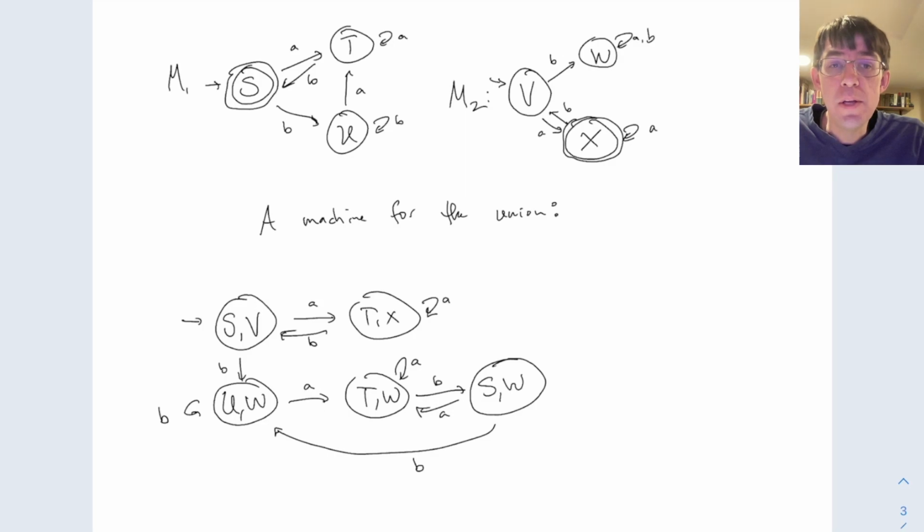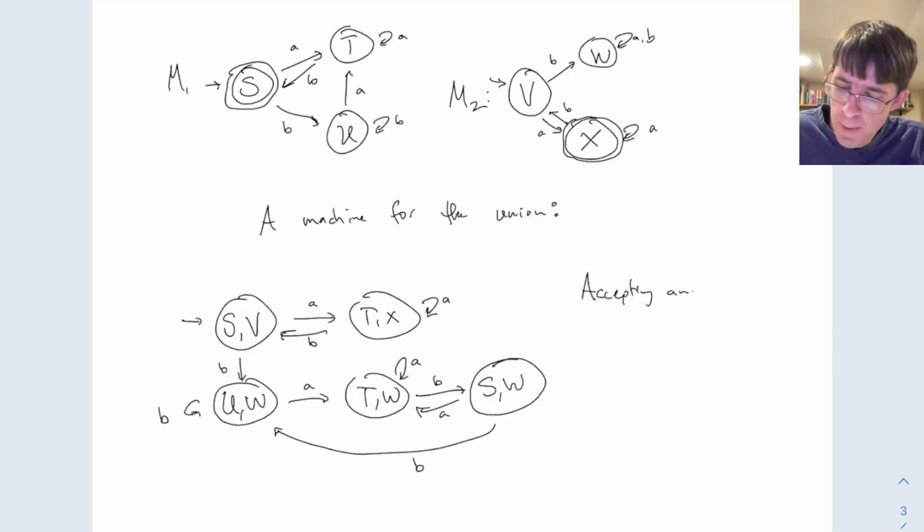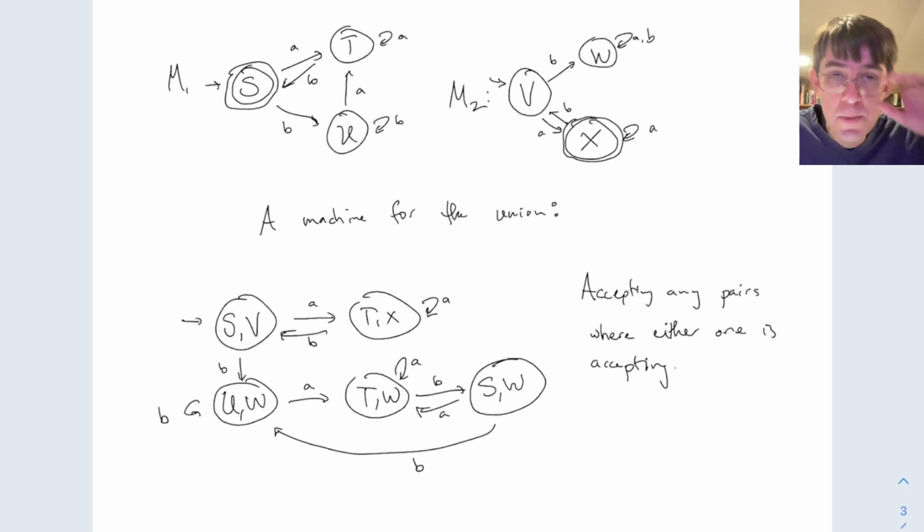Okay, and here's the important part. How do we get the union? What are the accepting states? So accepting any pairs where either one is accepting. So in the intersection machine, you look for pairs where both of them are accepting in the original ones. For the union machine, you look for pairs where either one or the other is accepting in the original ones.